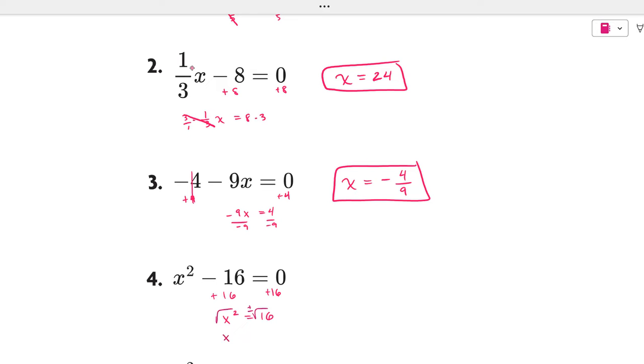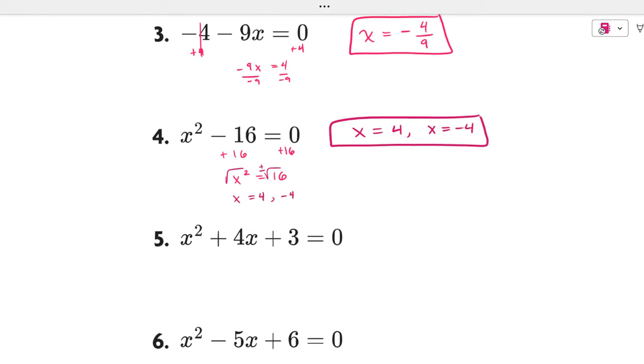So the square root of 16 is 4, so that's one option. But the other option would be negative 4. Negative 4 times itself would also be 16. So we have two possible answers for this one.